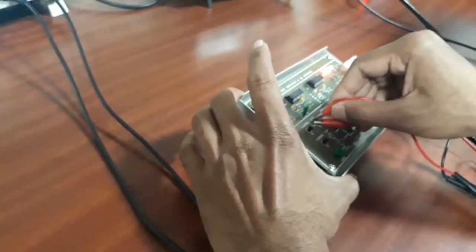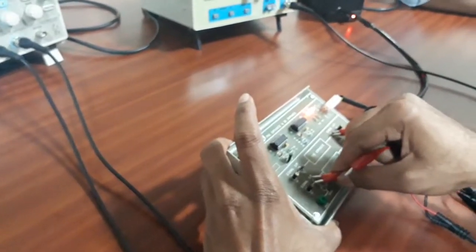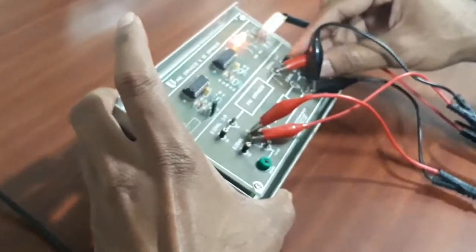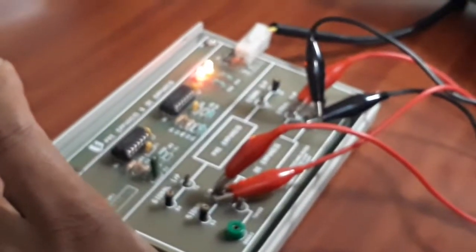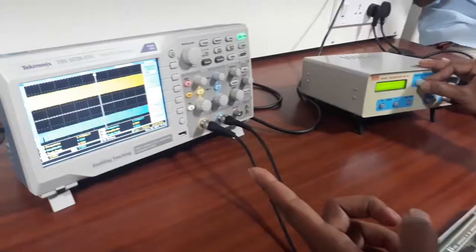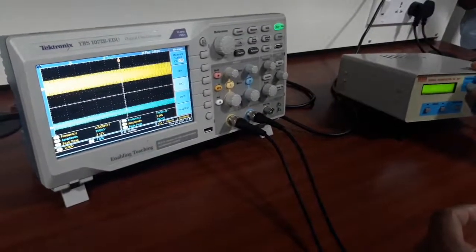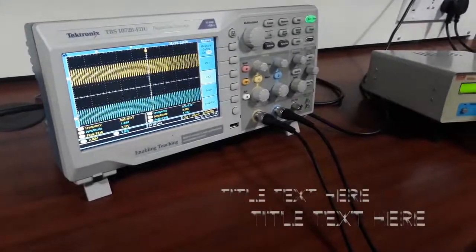If you do the same thing with this de-emphasis circuit, it does the reverse process. Connect here. Now, as I increase my frequency, the amplitude is decreasing. It's decreasing. Okay, so this is all about your pre-emphasis and de-emphasis circuit.